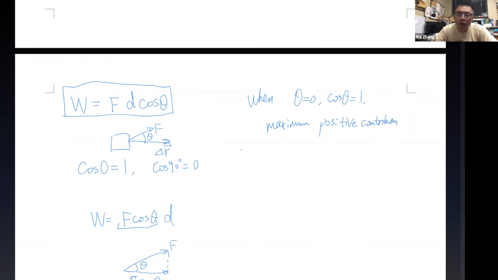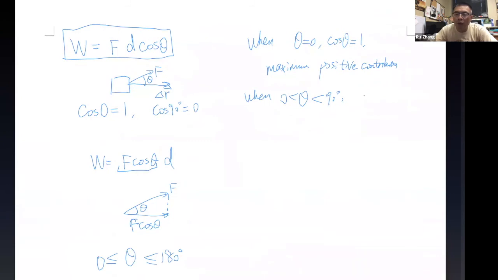Now another case would be when theta is larger than 0 but smaller than 90 degrees. In this case, cosine theta is a number between 0 and 1. So you still have positive contribution, although it's not going to be the maximum positive contribution, because one component of your force is not doing the work.